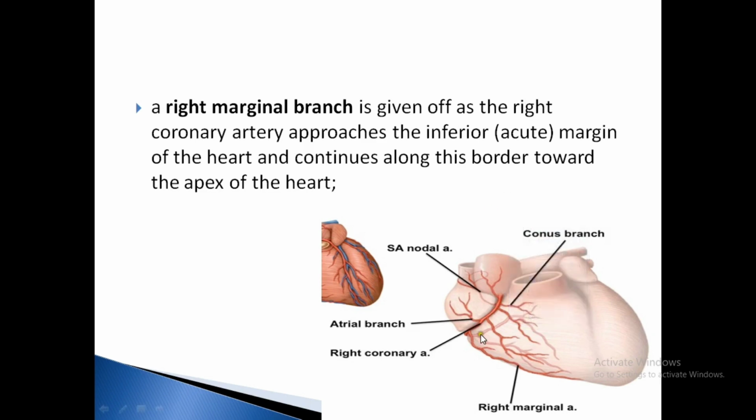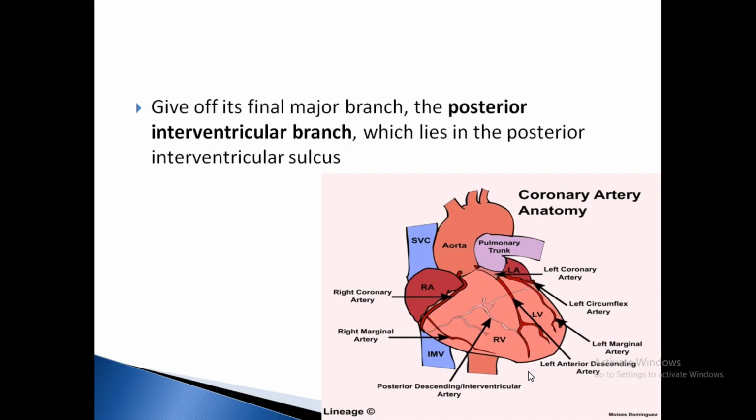Then we have the right marginal artery. Now you can see in the figure, this is the right marginal artery. It is given off as the coronary artery approaches the inferior acute margin of the heart and continues along its border towards the apex of the heart.